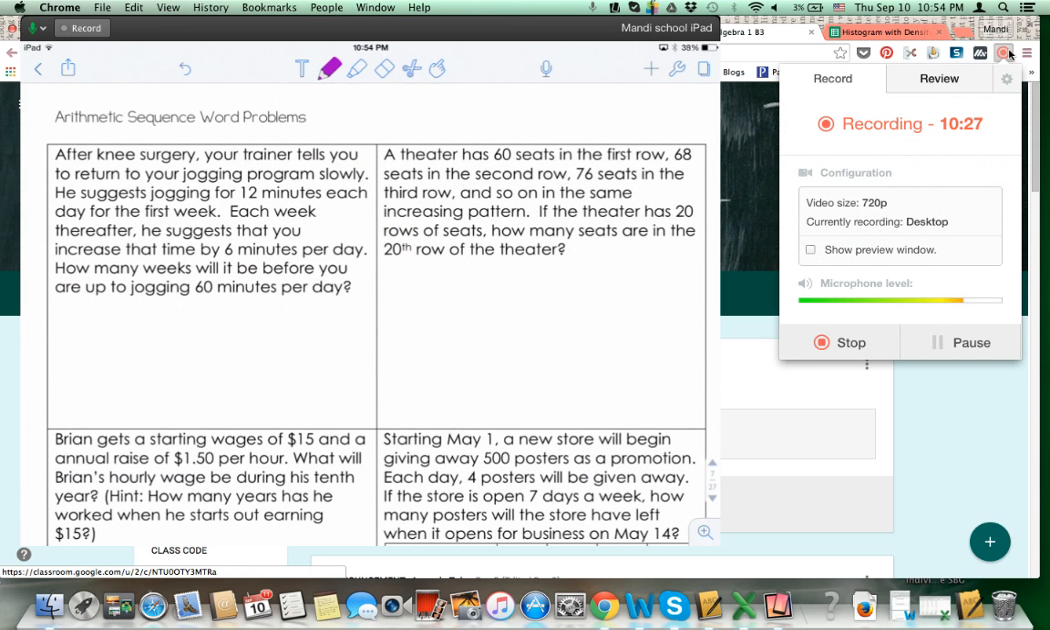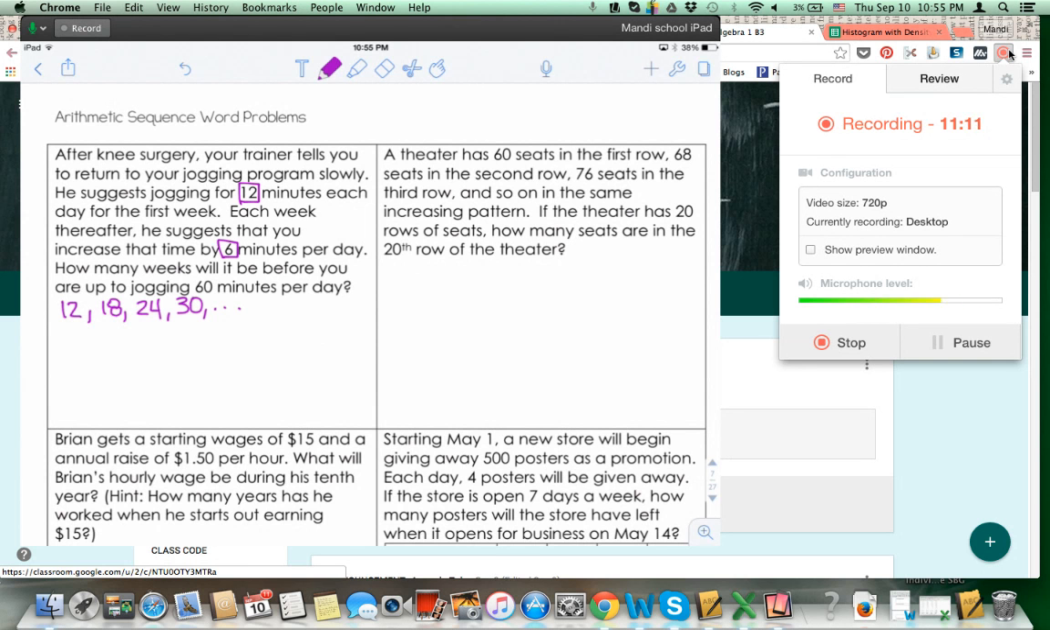It says, after knee surgery, your trainer tells you to return to your jogging program slowly. He suggests jogging for 12 minutes each day for the first week. So at the end of the first week, you're jogging 12 minutes each day. Then he suggests that you increase that time by 6 minutes per day. How many weeks will it be before you are jogging 60 minutes? So first week is 12, then we add 6, so the next week is 18. We add 6 more, the next week is 24, and then it's 30, and you see how that works.